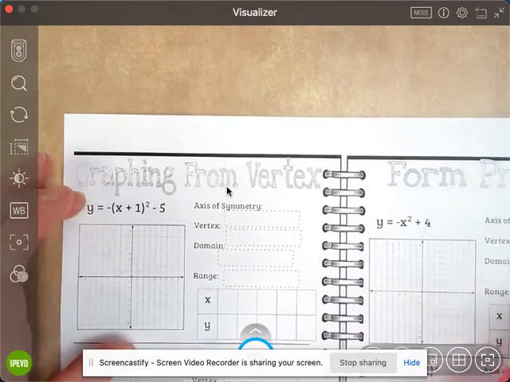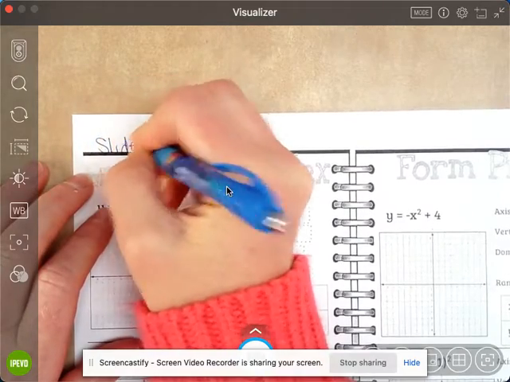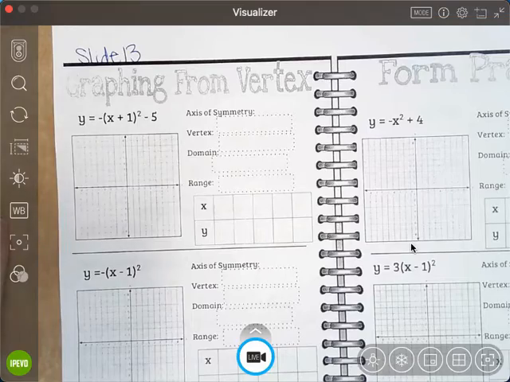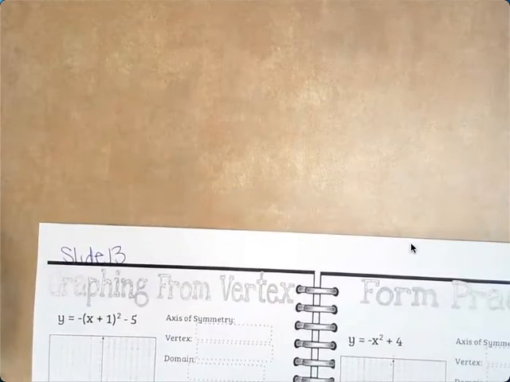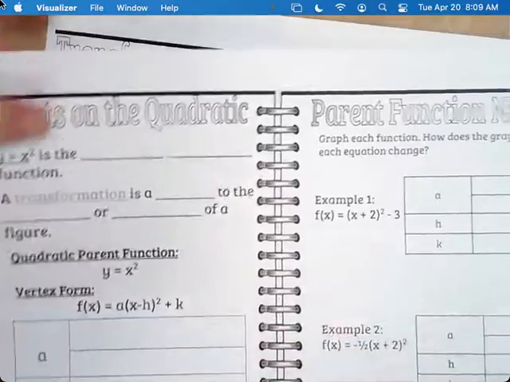So graphing from vertex form practice, was that slide 13? I believe. Okay, let's look at the next slide. I think this is actually the last slide, but we're going to do it before we do the others.